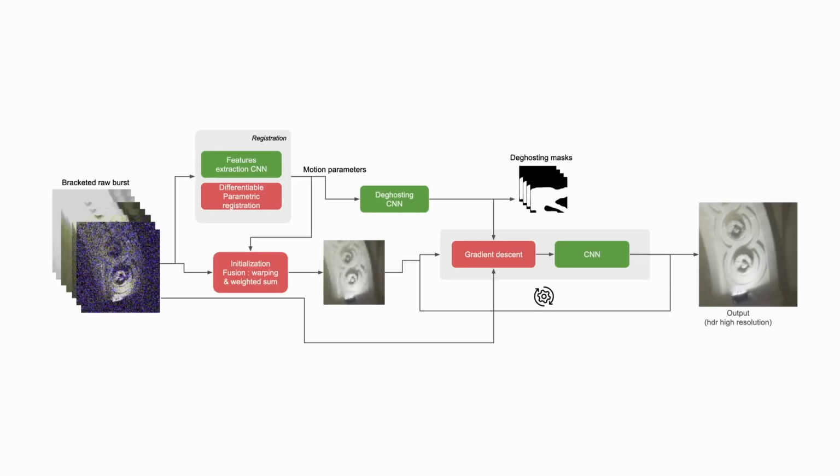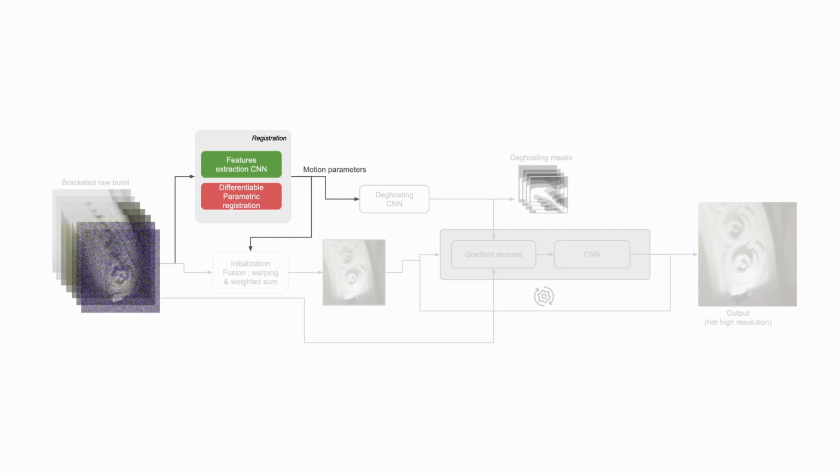Now we present the main steps of our method. First, given a burst of low-resolution images, we filter the images with a lightweight neural network to output a single-channel feature map per image. Then these feature maps are registered with respect to a reference frame using a differentiable registration algorithm based on the parametric Lucas-Kanade algorithm.